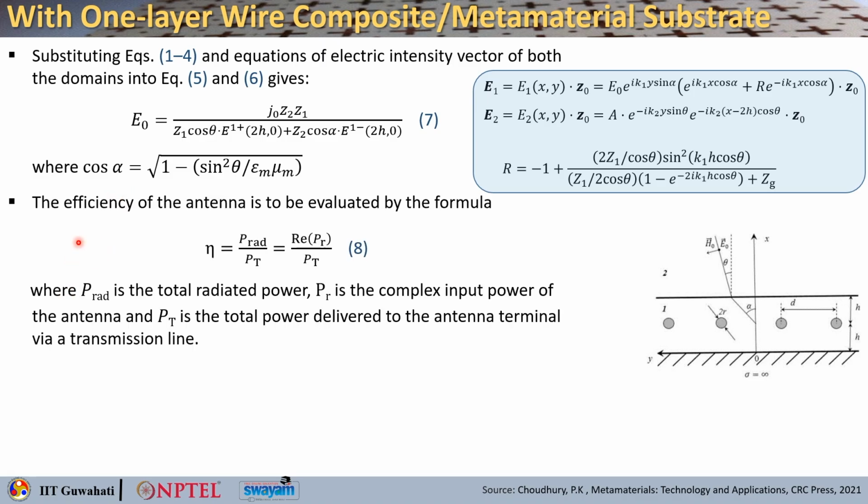So, from that you can also obtain the efficiency of the antenna. You can evaluate this from this particular formula, eta equals P rad divided by Pt. So, what is P rad? P rad is basically the total radiated power, okay, and Pt is basically the total power delivered to the antenna terminal via the transmission line. So, this can also be written as real of Pr, where Pr is basically the complex input power of the antenna, right.